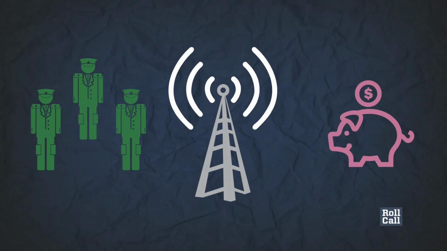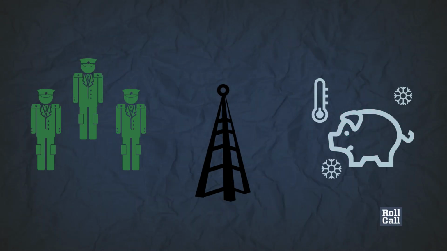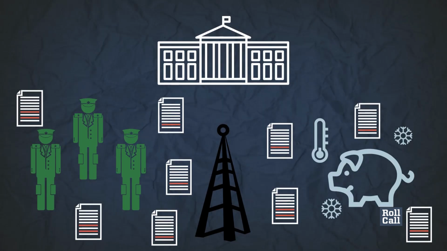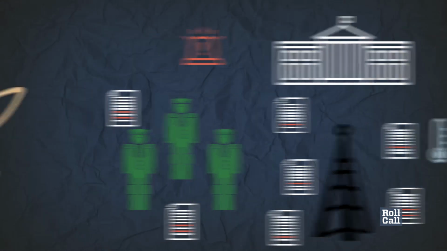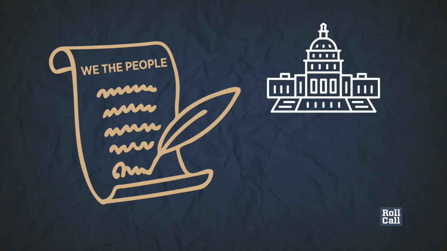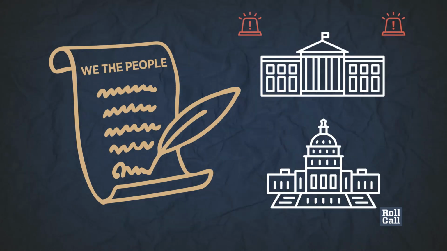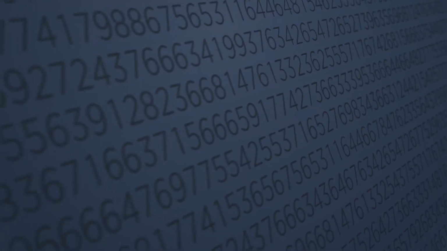Appointing military officials, silencing radio stations, and freezing bank accounts. These are just some of the dozens of powers granted to a president during a national emergency. While Article 1 of the Constitution says Congress has the power to make all laws necessary and proper, presidents can play by a different set of rules during one of these states of emergency. So what can a president really do, and why?